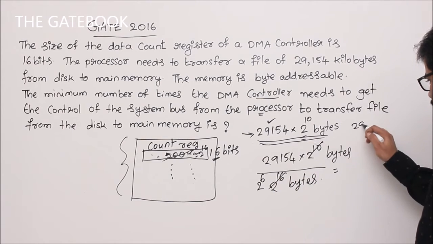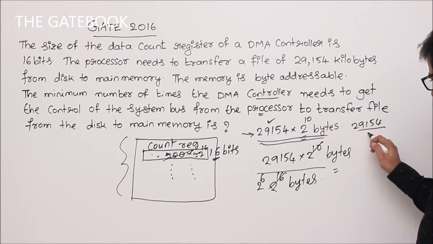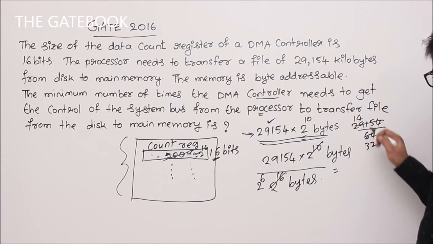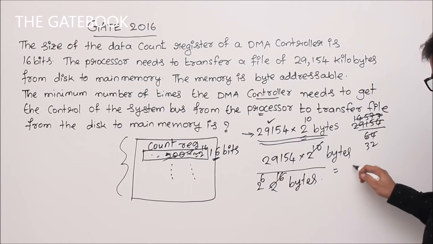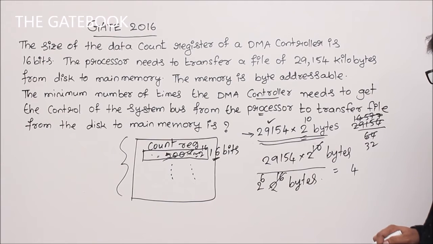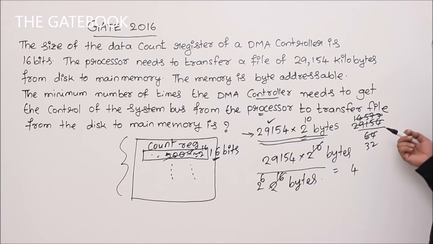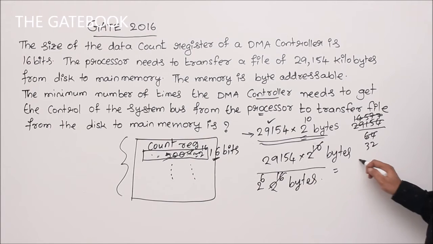So it would be 29,154 by 64, right? If I divide by 2, 2 into 14 is 28, 1, 2 fives are 10, 1, 15, 2 sevens are 14, and 2 sevens are 14, right? It would be 14,577 by 32. If I divide it, 32 fours are 128, right? So 32 fours are 128. How much do you get? Just we can do it like this: 1 4 5 7 7.